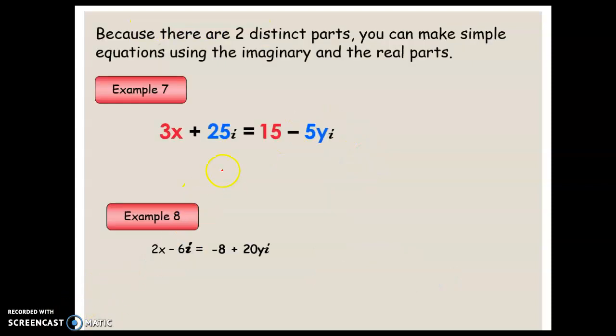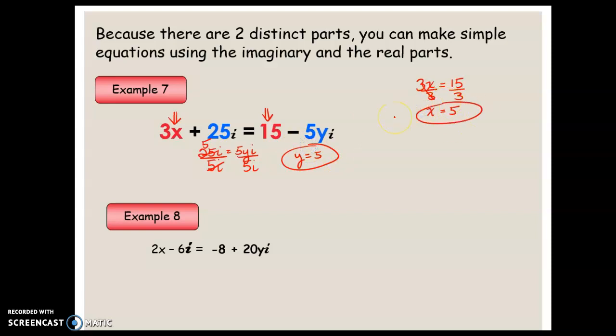Because of that, you can set up equations with two distinct parts. So you'd have 3x equals 15 to find out what x is. I'm sure you've already thought of it. x is 5, which is true. And 25i here equals 5yi. Well, if you divide off by the 5i, which is everything the y is not, you would end up with 5. So y equals 5, just like x does in this case.